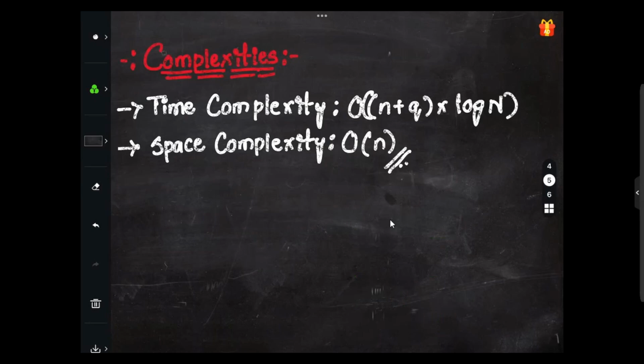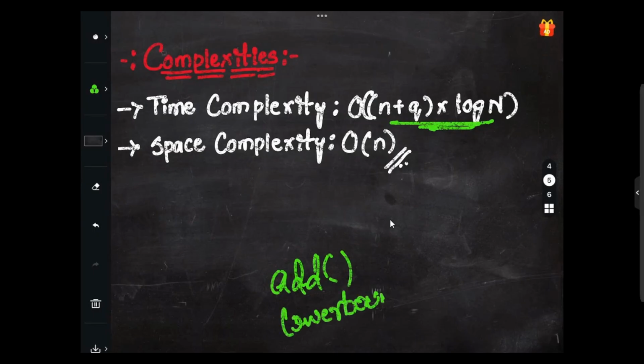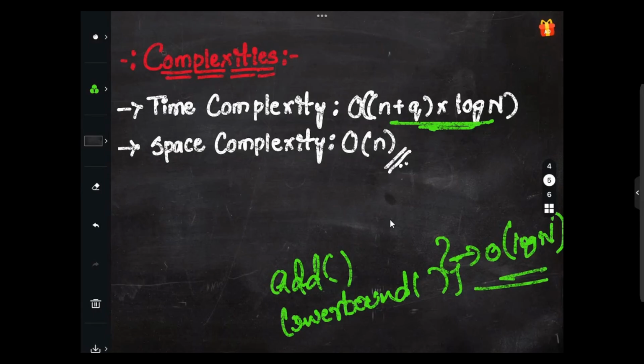Now let's move on with the complexities part. What will be the time complexity and the space complexity here? The time complexity is big O of n plus q into log n, because we are going with the add, and lower bound also takes this one, each add operation. You'll get to know when we write the code. We'll be going with the add method. Each add and lower bound method, these two take big O of log n. So overall time complexity would lead to big O of n plus q into log n.